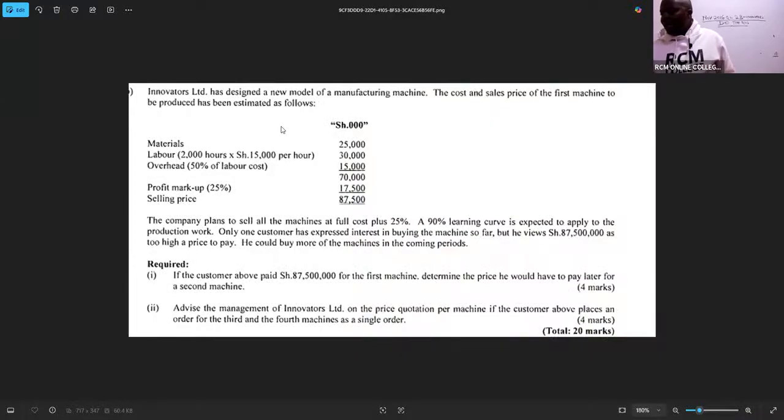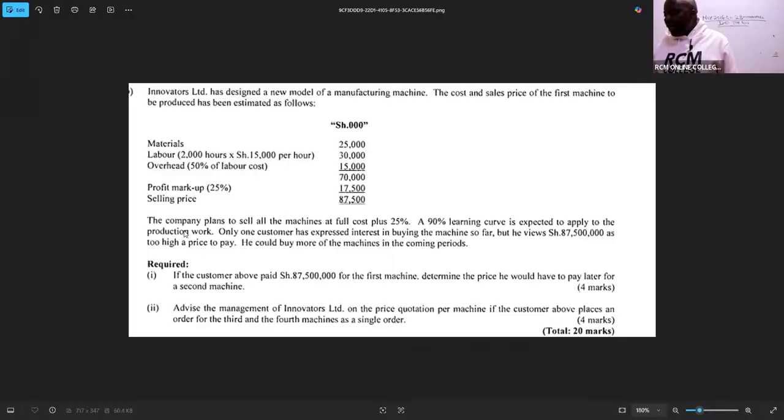All right. So, ladies and gentlemen, what we are told here is that the company Limited has designed a new model of a manufacturing machine. The cost and sales price of the first machine to be produced has been estimated as follows. They're giving us information for A, because A is about the first unit produced. You can see materials, labor, overheads. We can see profit markup, selling price. The company plans to sell all the machines at full cost plus 25%.